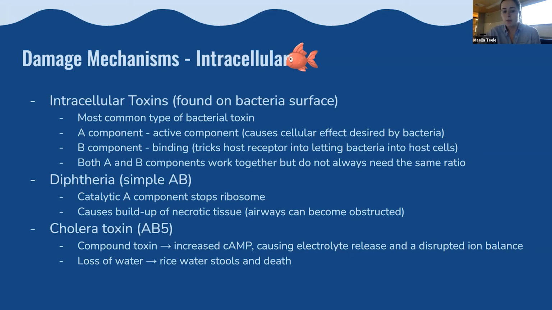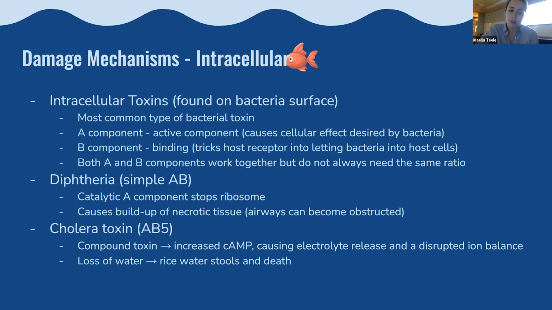So the A and B components work together to kill the host cells, but they're not always needed in the same ratio. And I've just got two examples that you need to know. Diphtheria is a simple AB, so you've got one A to one B. The catalytic A component stops the ribosome, and this pretty much causes a buildup of necrotic tissue because the ribosome isn't able to work anymore, and it means that the airways can become obstructed.